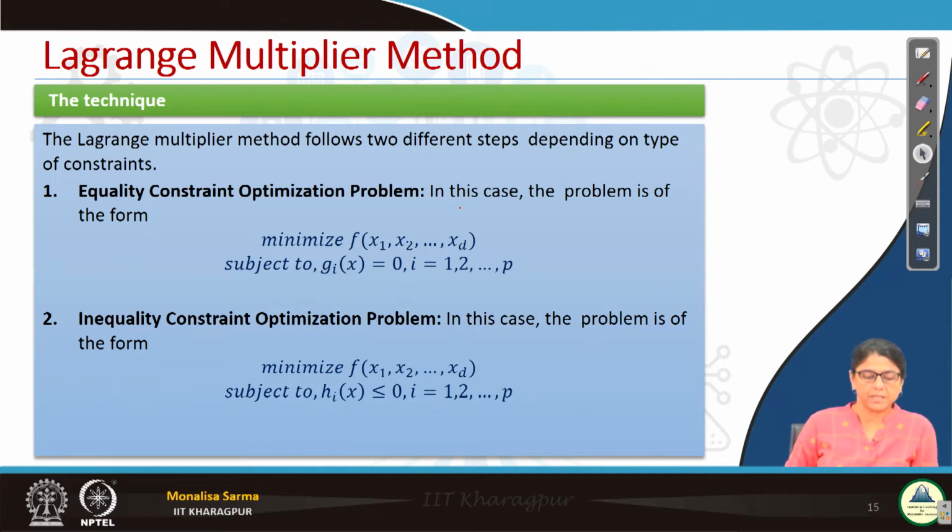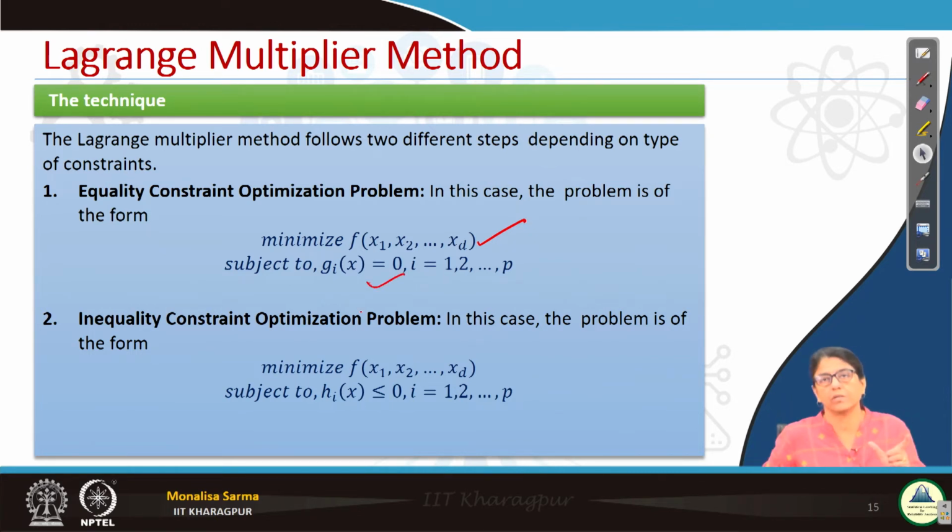So the Lagrangian multiplier method follows two different steps depending on the type of the constraint. It has two different techniques. One is where we minimize a function subject to an equality condition, gi(x) equals 0, which means it has a linear constraint which equals 0. Here i equals 1 to p, which means there can be p constraints, any number of constraints.